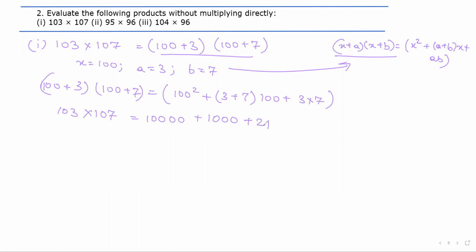And whenever such questions arise, it's always better to write it one below the other and then add it rather than adding it directly, initially for the first 5 to 6 questions. Later on, once you have practiced in this arena, you can do it directly, horizontally as well. So your answer is 11021.